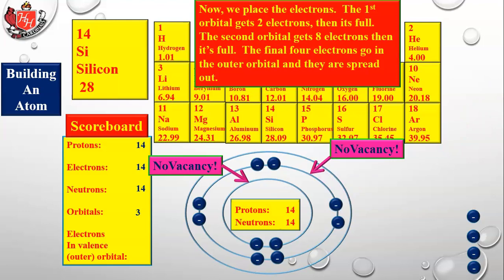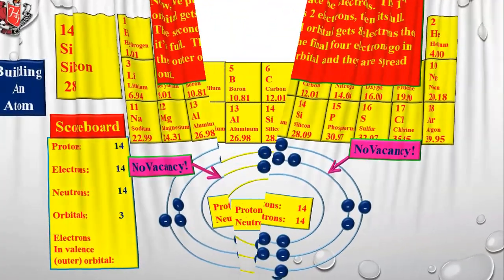Finally, the final electrons are going to go in the third orbital. So the first one's going to go down there at the bottom. The second one's going to go on the left. The third one on the top. And the fourth one over on the right. And so the valence orbital, that's the outer orbital, which is the third orbital for silicon, has 4 valence electrons. Okay, so we're going to actually calculate that and show you that in a second.